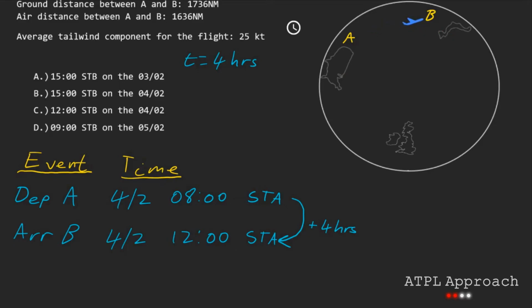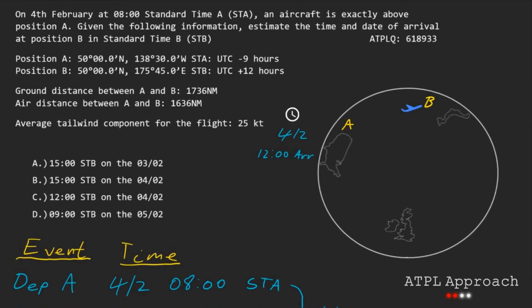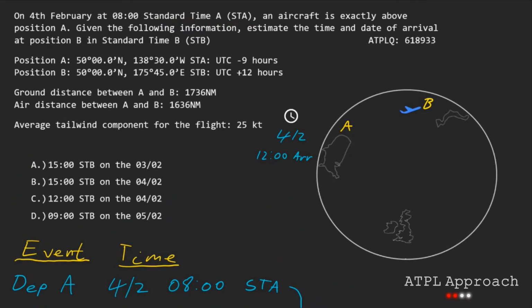I have put ARR next to the time, as all these times will be the time of arrival. This is helpful so you don't get confused by accidentally adding the 4 hours again, or getting lost and not really knowing if the plane has landed or not. Okay, that is our event covered. Now we need to convert the time zone from standard time at A to standard time at B.